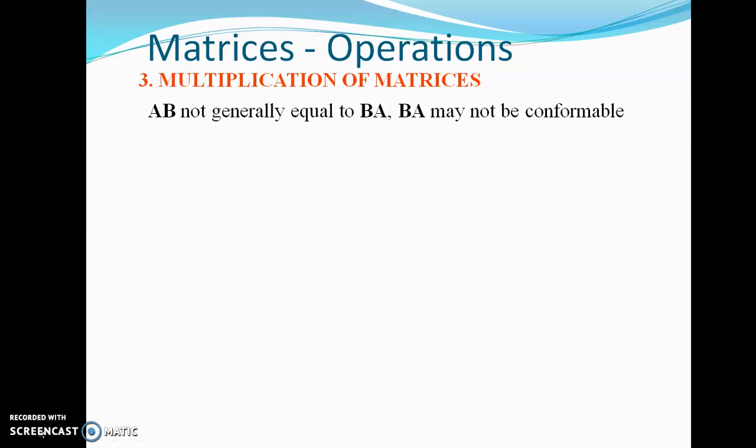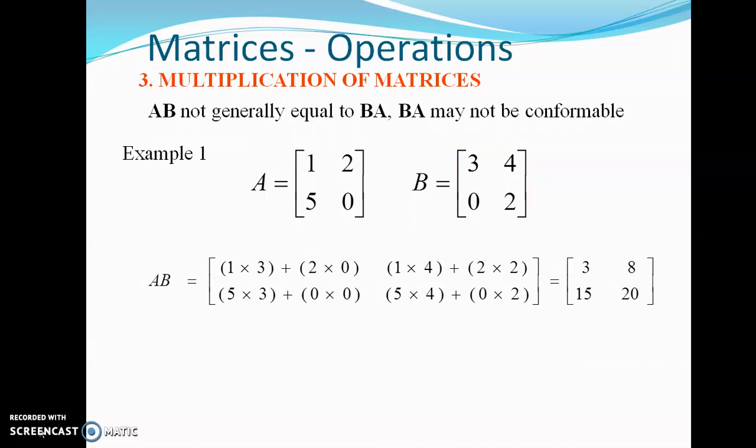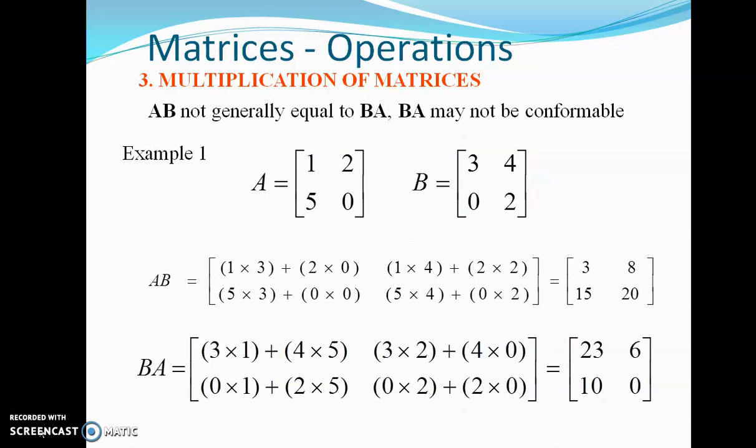Try out multiplying these matrices. We have to find whether we get AB and BA equal. So if you find AB, you will get a matrix 3, 8, 15, 20. And if you try BA, you will get a matrix 23, 6, 10, 0. So the two matrices AB and BA are not equal.